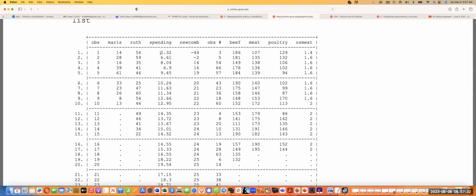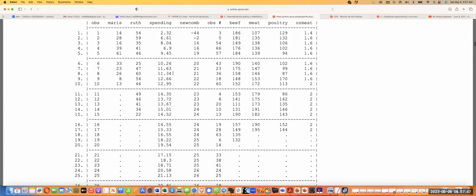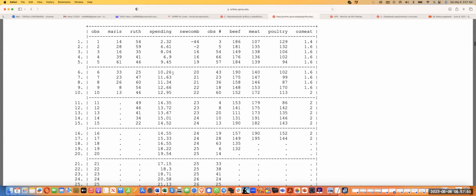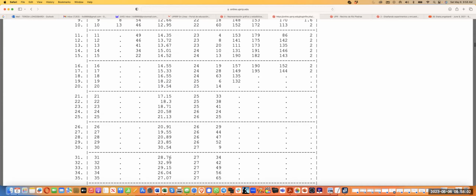I put them in numerical order just because it helps with the analysis that we're going to do. You see the person who spent the least spent $2.32, then $6.61 and so on. I put them in order because I want to identify a pattern, and that means I have to put like with like: low numbers together, and then I group higher numbers together. That's why I put them in order.